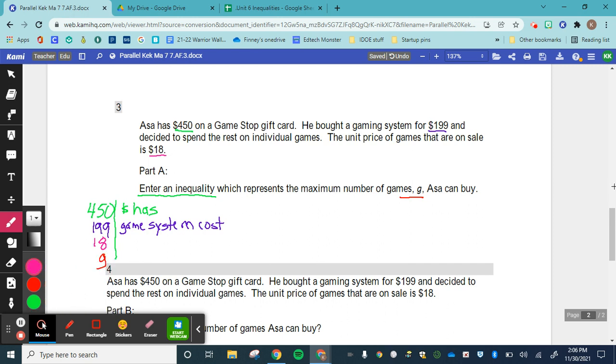And then $18, where it says unit price, that's the price for one. So the unit price is $18, so it's $18 per game. And whenever I see per, I know that that means multiply. So I'm going to use some multiplication in there. And they told me that I have to use G for how many games.